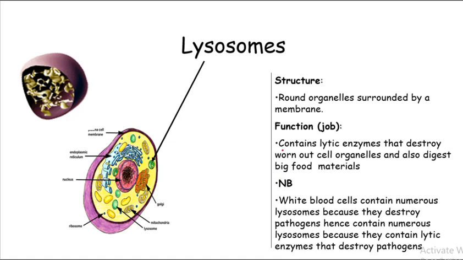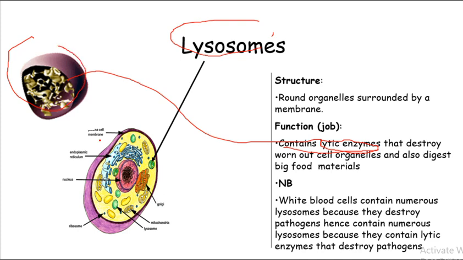Next we have lysosomes. Lysosomes are round in shape, and their role is that they contain lytic enzymes. The keyword is lytic enzymes, which destroy worn out cell organelles and also digest big food materials or break down food materials. And when stating the function, as I've said, you must say they contain lytic enzymes. And this is the structure of the lysosome here.